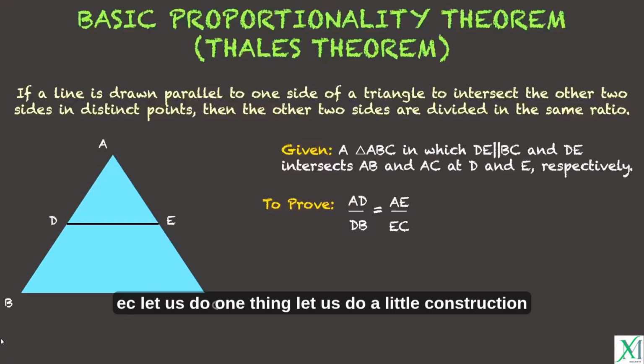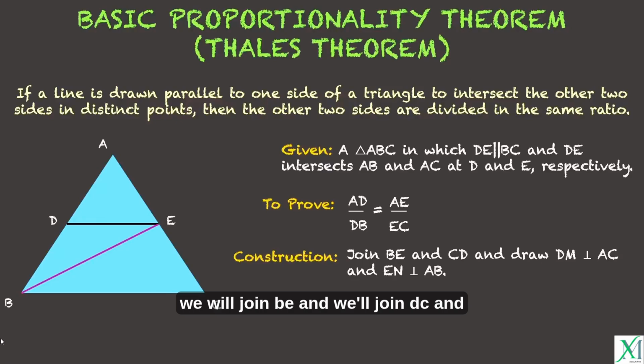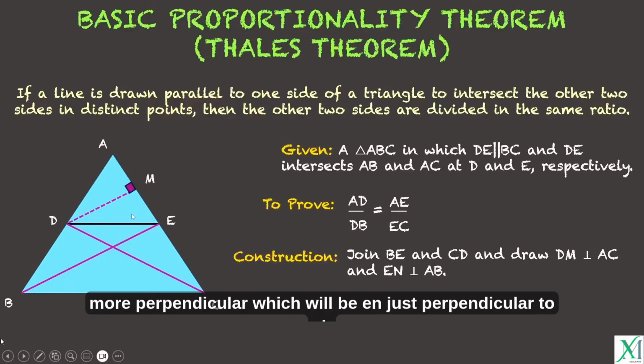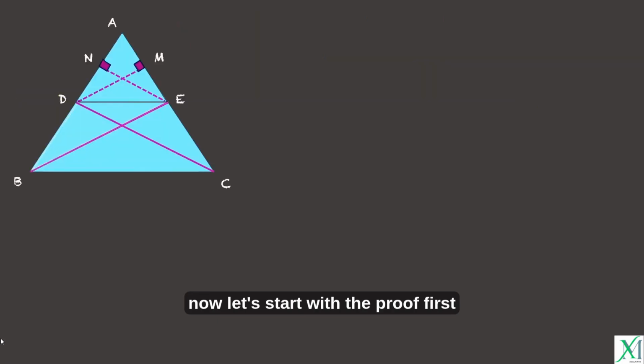Let us do one thing. Let us do a little construction. We'll join BE and we'll join DC, and now we'll draw DM perpendicular to AC. One more perpendicular which will be EN, perpendicular to AB. Now let's start with the proof.